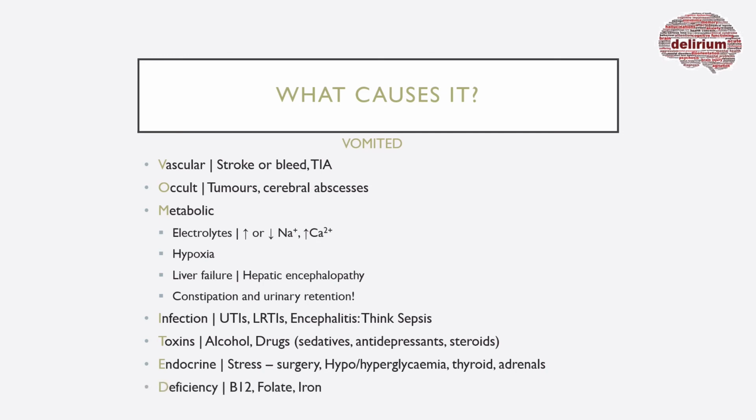And then D is deficiency. So as part of the confusion screen, we check for B12, folate and iron, and deficiencies in any of these can in theory cause changes in behavior.